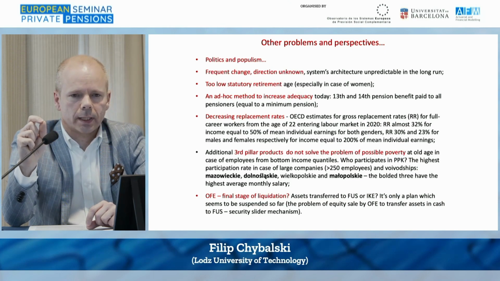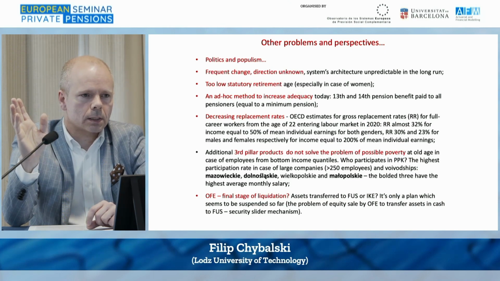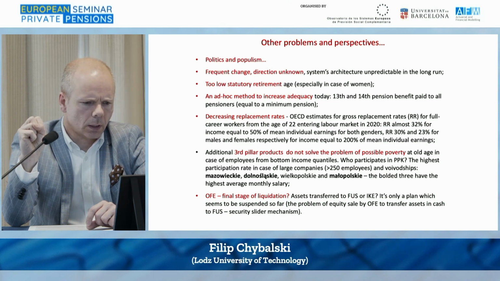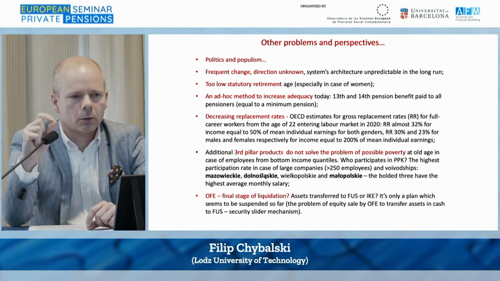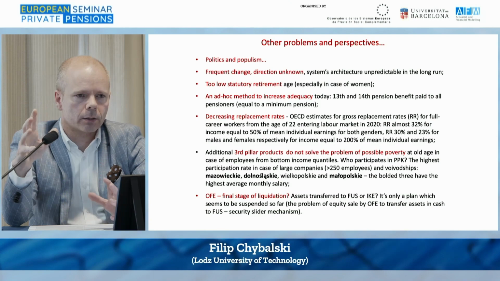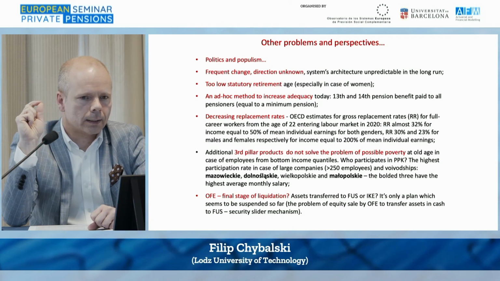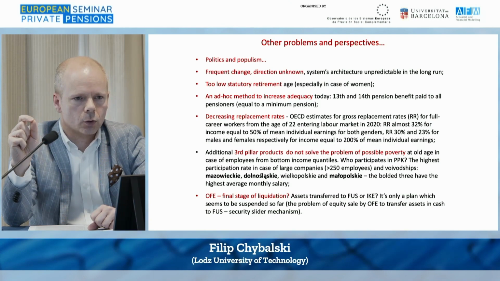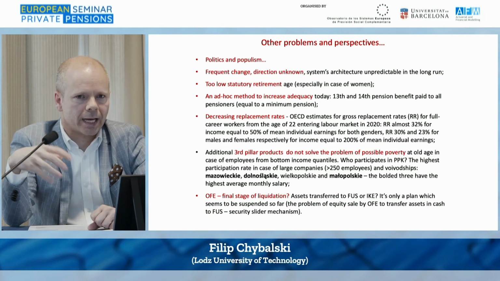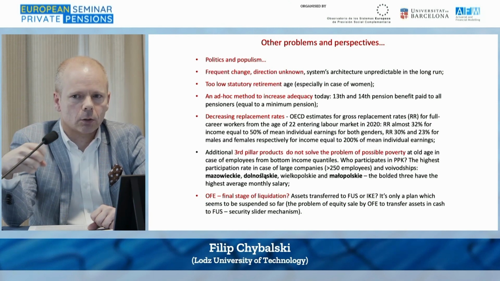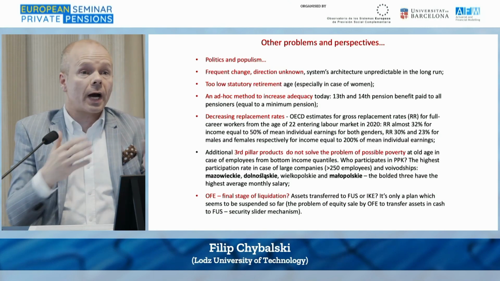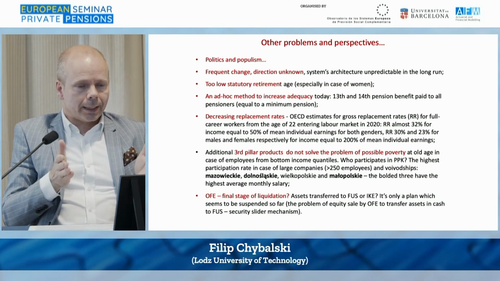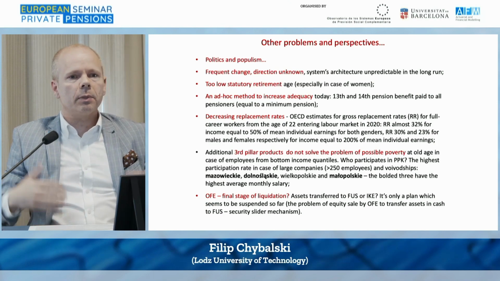Decreasing replacement rates. It's also obvious, it's a common problem. Additional third pillar products do not solve the problem of possible poverty. I remember when we were introducing the Great Reform in 1999, and the main goal of the third pillar was to achieve a higher level of consumption smoothing, to achieve higher level of high replacement rate. So it was dedicated for people who are able to save voluntarily.